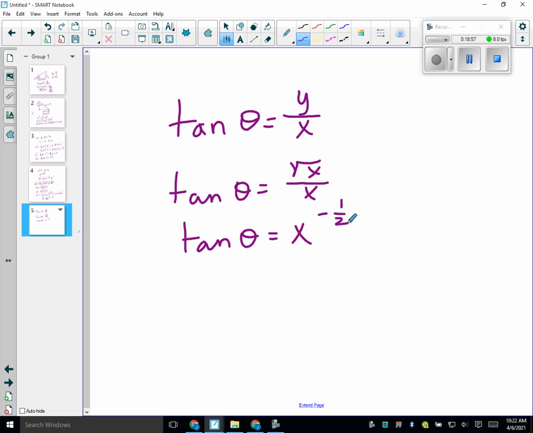How did the radical get on the bottom? Because isn't this x the 1/2 over x to the 1? Okay. And I subtract exponents? Yep.